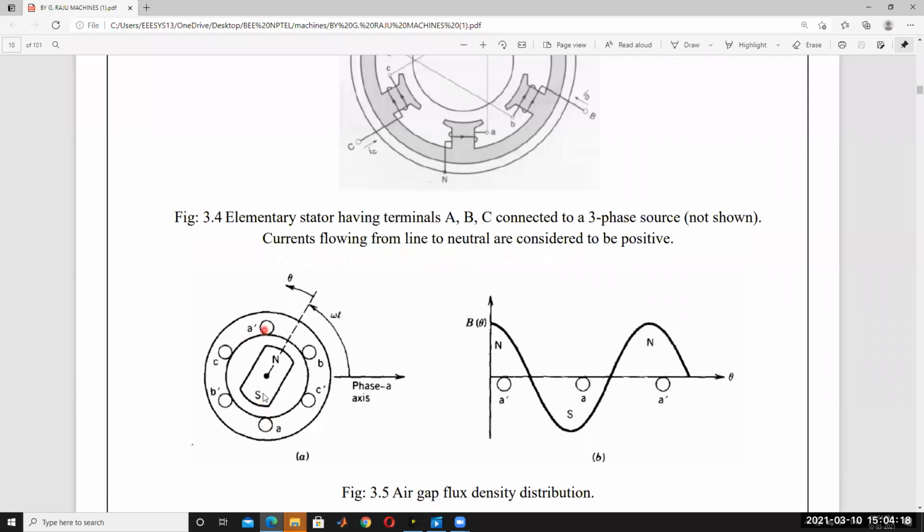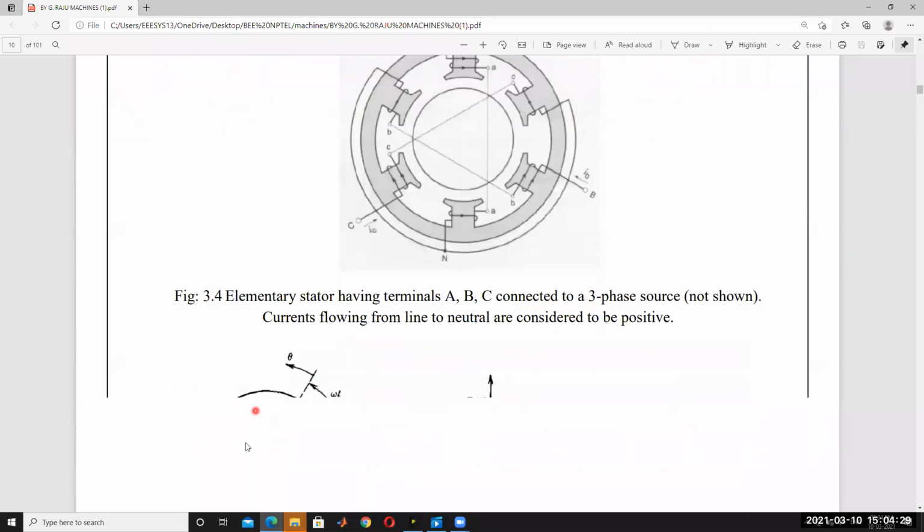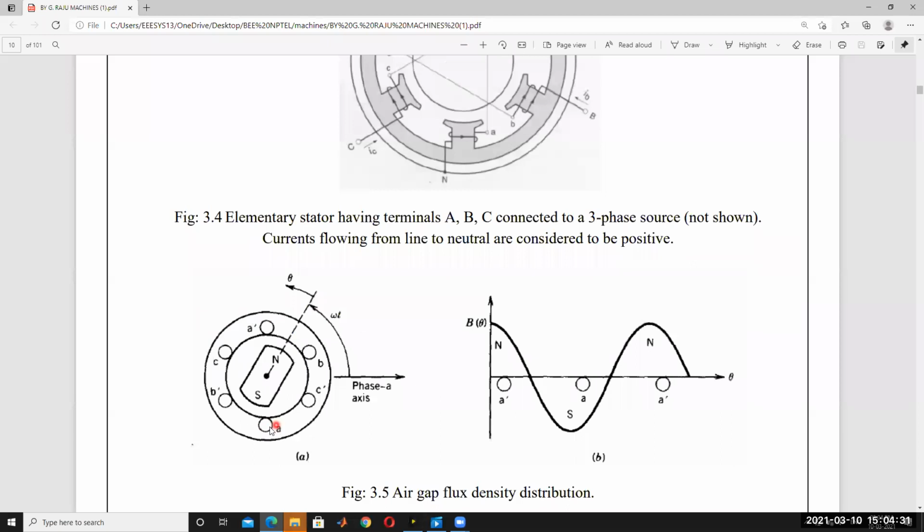A dash is one winding, and B dash, C dash, like this. You represent the windings in this manner: A dash, B dash, C dash. This is called the rotor. This is called the stator.